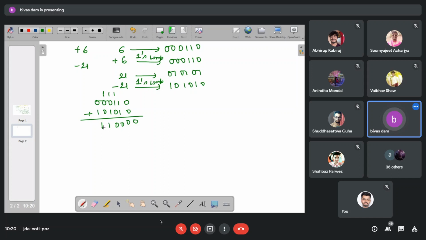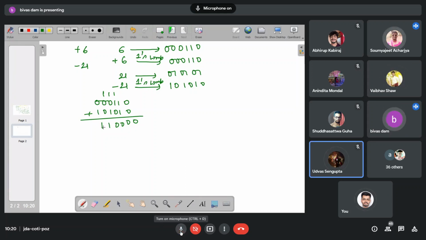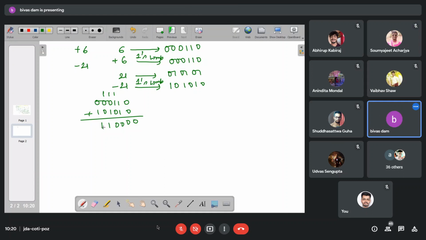Okay, fine. So is there any end around carry? No, sir. So nothing needs to be added at the least significant bit position as there is no end around carry. So this is the final result. Now I have to check the sign bit, the MSB. So MSB is 1. So the result is negative.